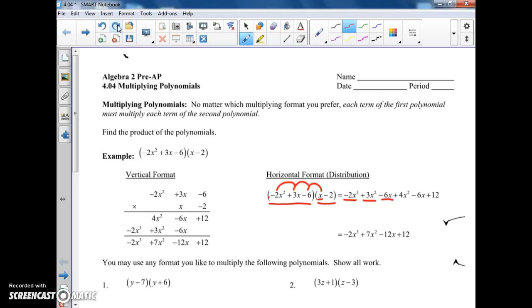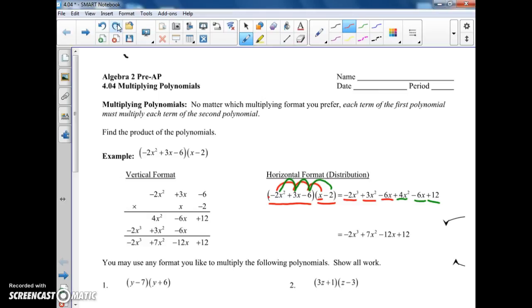Now take the negative 2, the other part of it, and distribute it like that. How much is negative 2 times negative 6? Positive 12. How much is negative 2 times 3x? Negative 6x. How much is negative 2 times negative 2x squared? Positive 4x squared. So look what you got: 12, negative 6x, and positive 4x squared.